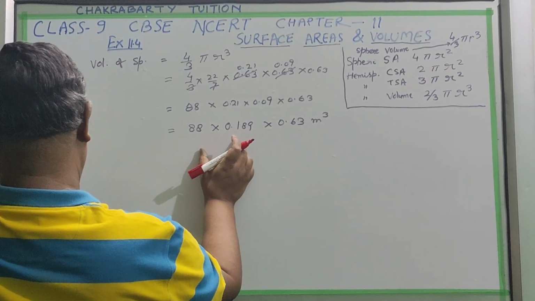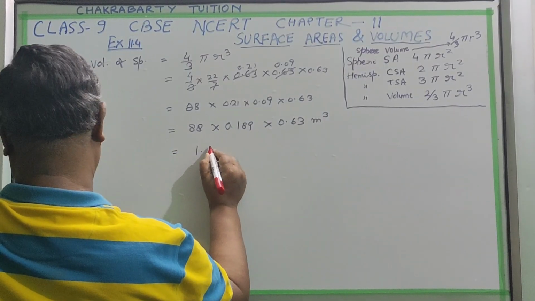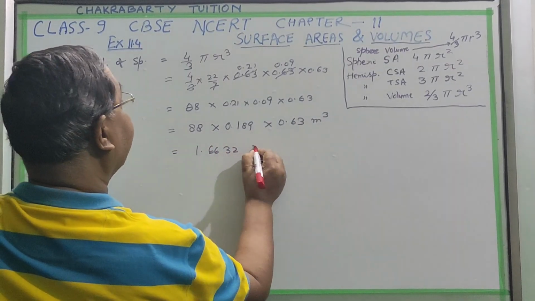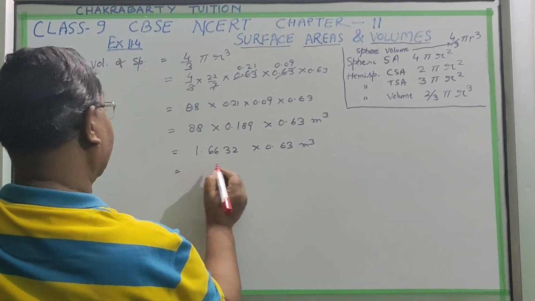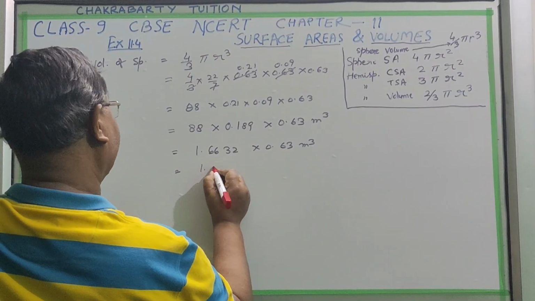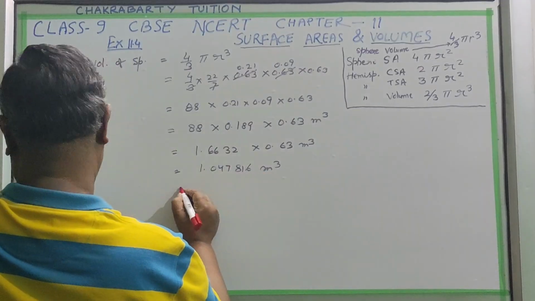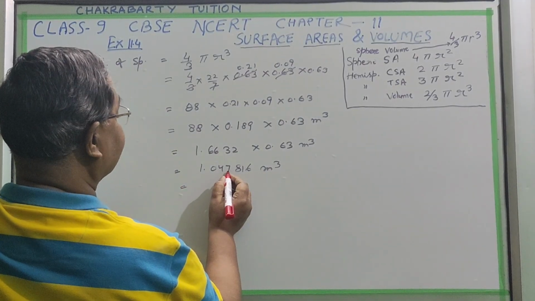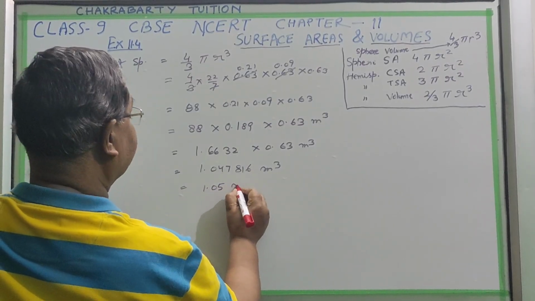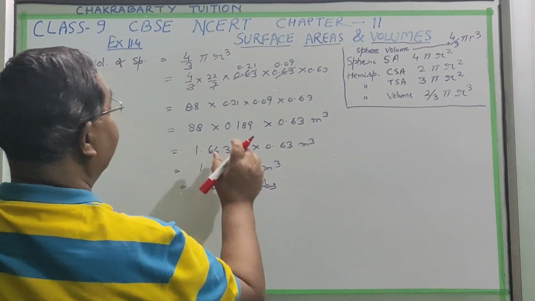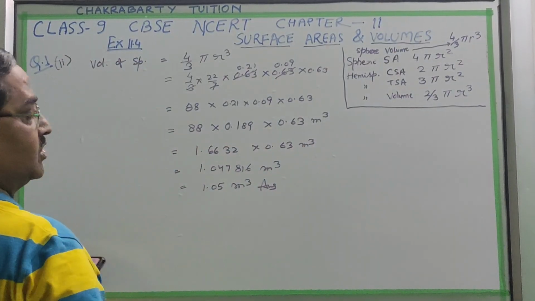Now these two figures we can multiply in the calculator. 1.6632 into 0.63 meter cube, then again we multiply it, and it is 1.047816 meter cube. Up to 2 places it will become 1.05 meter cube. Okay, this is the answer. I have used the calculator because otherwise it will take too much time. Now we will go to question number 2.